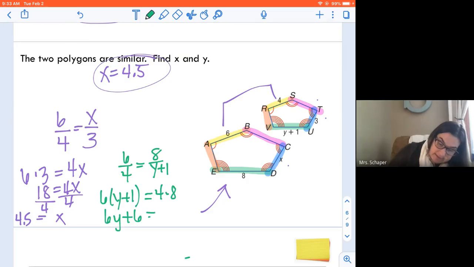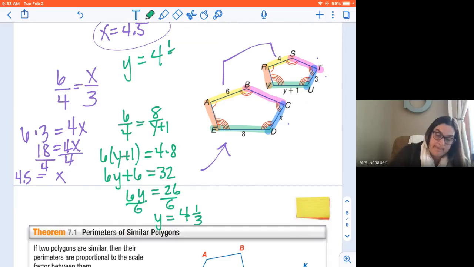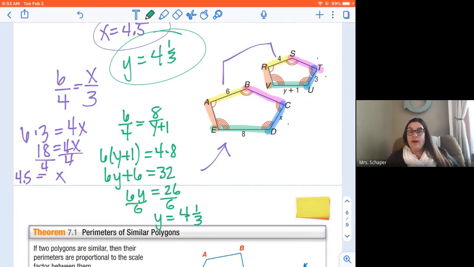6Y plus 6 equals 32. 6Y equals 26. Divide by 6. Y equals 4 1/3. So Y equals 4 1/3. Okay, Y is one fraction, one a decimal. I like to be exact. 4 1/2 is exact. 4 1/3 is exact. 4.3 repeating would be exact. I could do that too. So a couple different options.